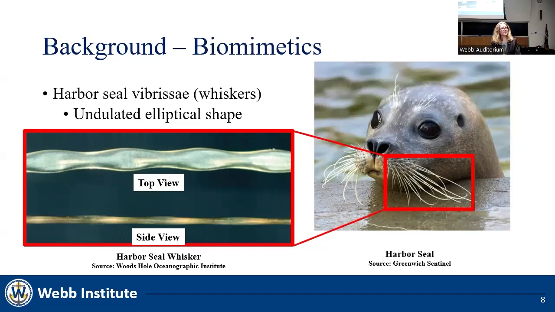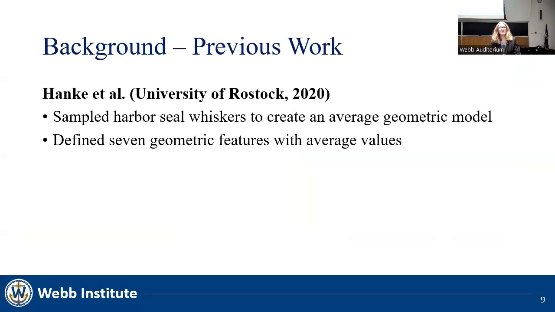The vortex-induced vibration reduction on the whisker is beneficial to the seal because as the seal swims through the water, the whisker does not vibrate. In turn, the seal can better detect smaller disturbances in the water and hunt for fish more effectively. Work on this subject is relatively recent and largely unstudied.